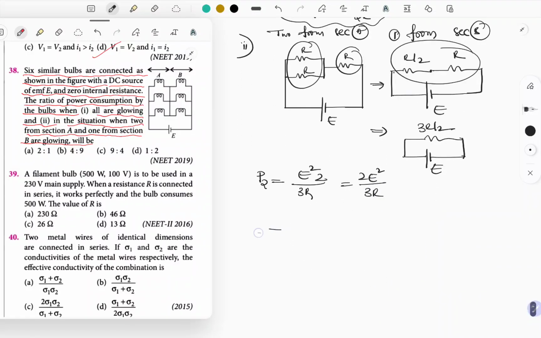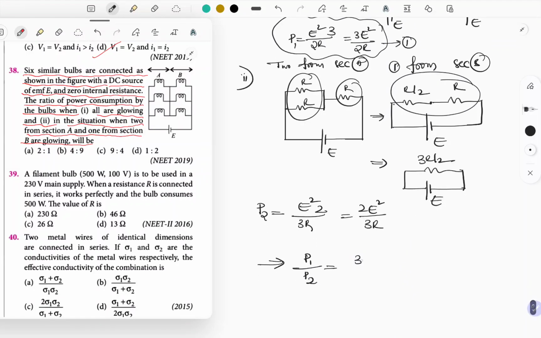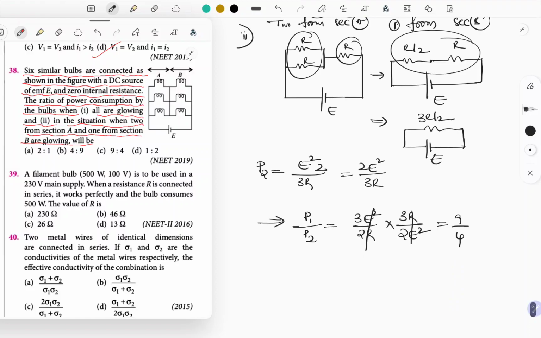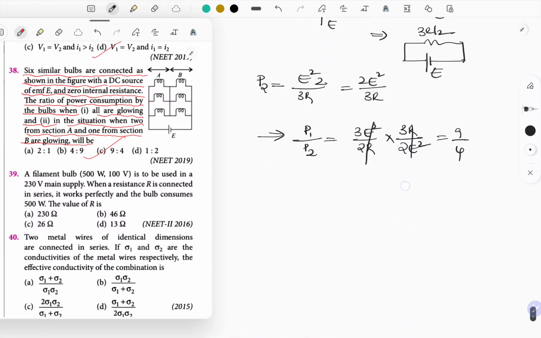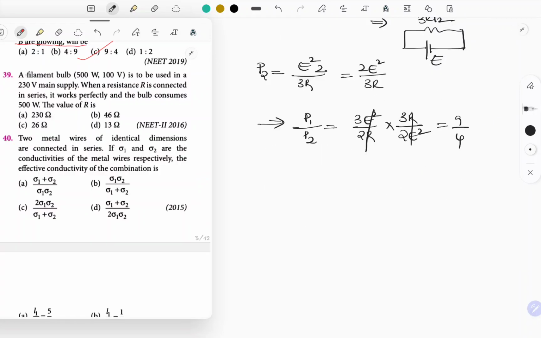Question they are asking is the ratio of power in case 1 and case 2. So power in case 1 is 3 E square by 2R. Power in case 2 is 2 E square divided by 3R. E square by R will get cancelled. Then we are going to get the answer, which is 9 by 4. Which option matches? Option C is the correct answer. This is the way of approaching the question. Hope you understand. Let's move on to the next question.